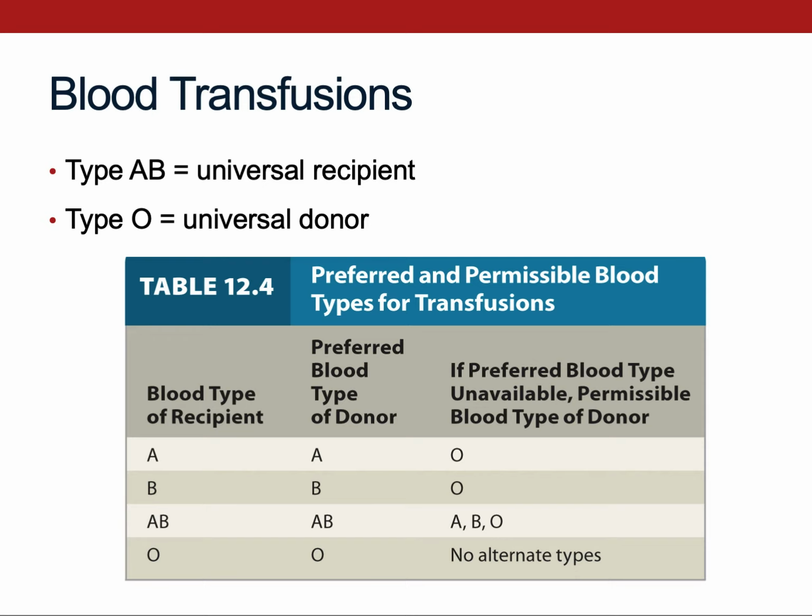And that's why we go back to this chart. If you're AB positive, that's really where you're the universal recipient. If you're O negative, that's where you're really the universal donor because you don't have any Rh antigens either, so you can give those to positive or negative bloods.